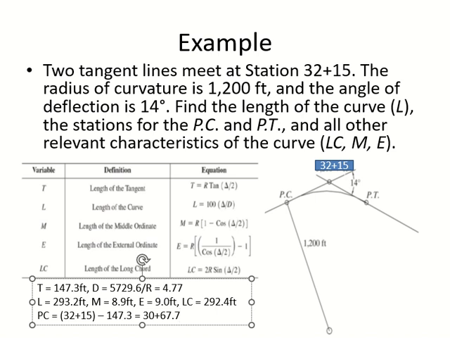We can do PC plus length of curve, or we can add the tangent. This can be done twice, but both of them will not give exactly the same answer, because we are calculating them from two different equations. It's not like you are getting the same L and using the same equation for both of them. So if you are using tangent length or if you are using L, both of them will have different answers. Very slight difference, but there will be a difference.